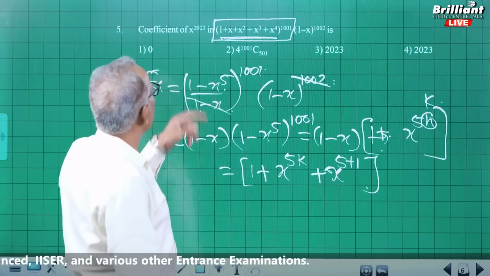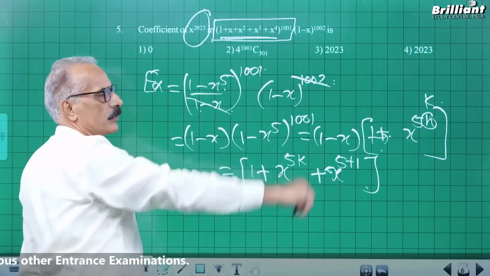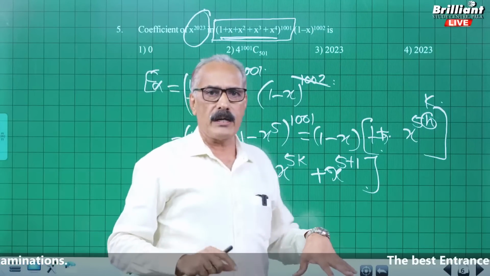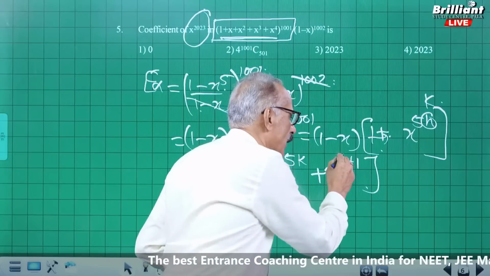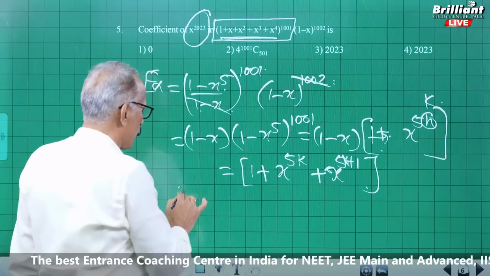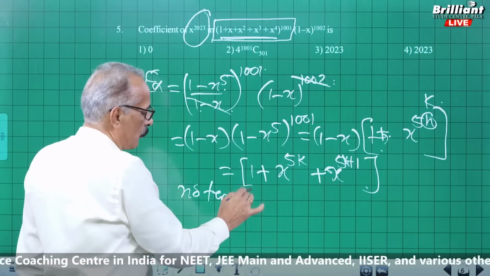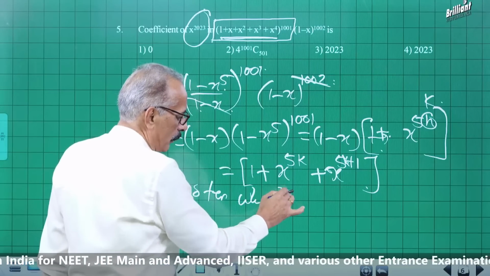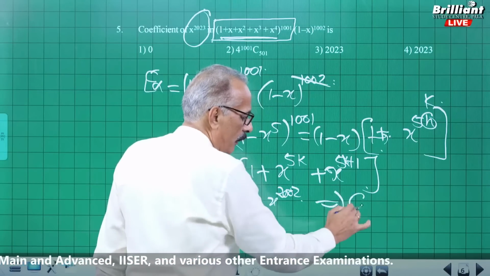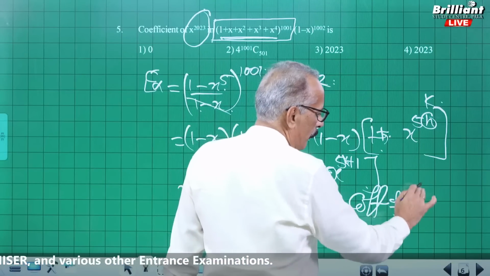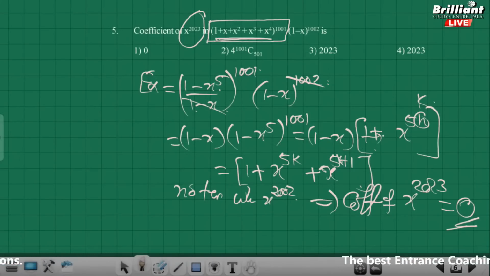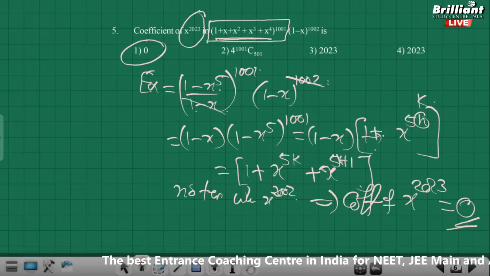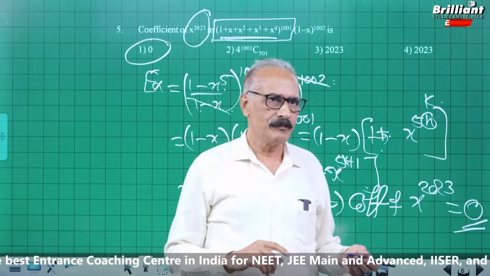You want the coefficient of x to the power 2023. Now 2023 is neither a multiple of 5 nor of the form 5k plus 1. Therefore, there is no term whose power is 2023. Therefore, the coefficient of x to the power 2023 is equal to 0. There is no such term at all. So your answer is this. Right? We will move on to the next question.